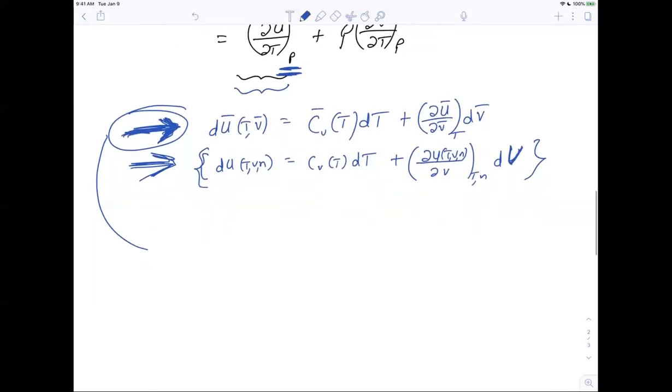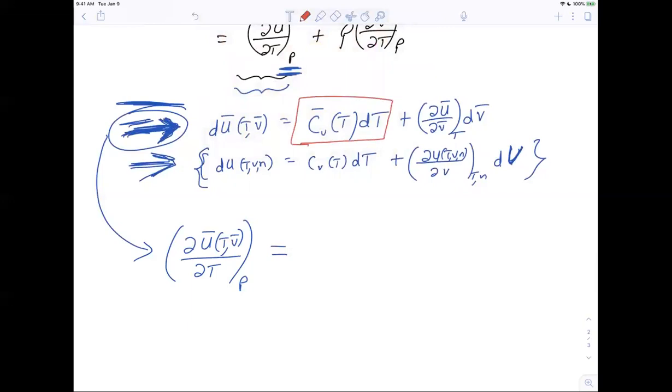So the cool thing you can do now is to start with this expression, and say, all right, well, I'm going to take the partial of u, it's still a function of v, with respect to temperature at constant pressure. That's what I want, but I'm going to start with this expression. And then I'm going to say, all right, well, I have this first term I have to deal with.